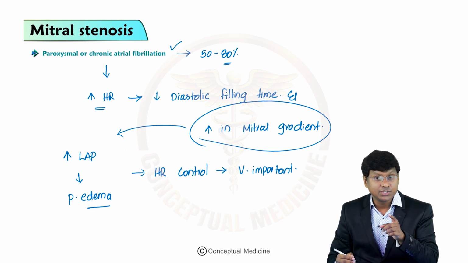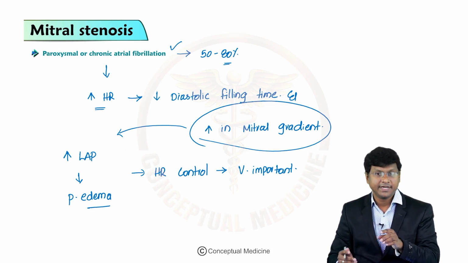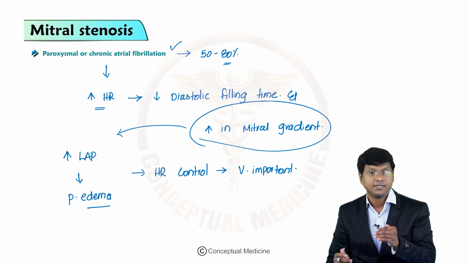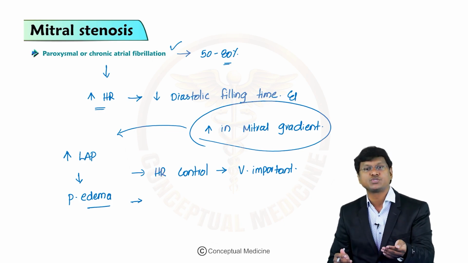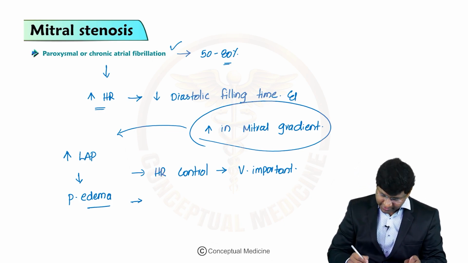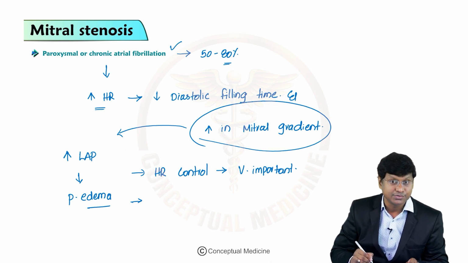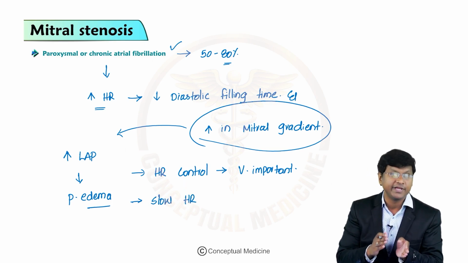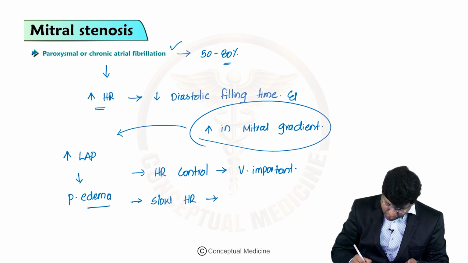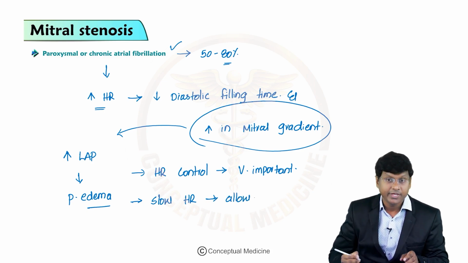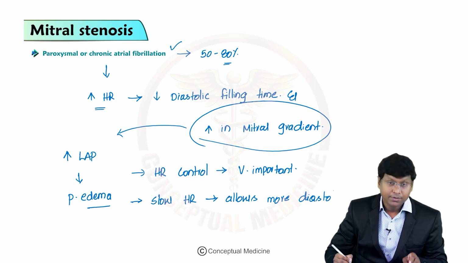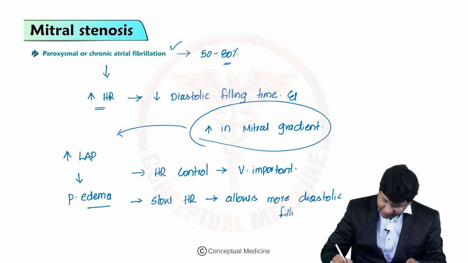Okay, whenever the heart rate is on the slower side, with slow heart rate you can have more diastolic filling of the left ventricle. So that is the reason why in patients with mitral stenosis with atrial fibrillation, you have to ensure that there is a slow heart rate. Okay, and this slow heart rate allows more diastolic filling of the left ventricle.